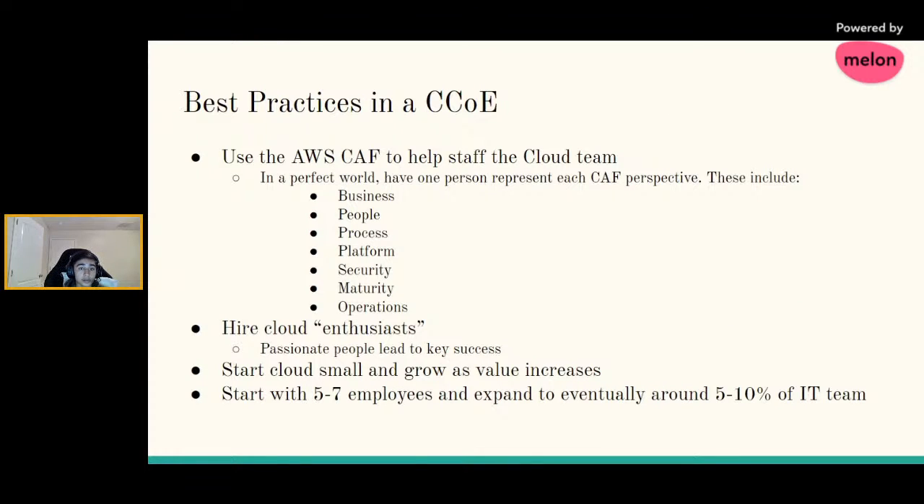The best practices in a CCOE. So you can use the AWS Cloud Adoption Framework in order to help the cloud team be staffed. In a perfect world, you want to have one person to represent each cloud adoption framework perspective. And this includes the following: business, people, process, platform, security, maturity, and also operations. Make sure that you hire cloud enthusiasts, and this basically means that you just want to keep hiring people who are passionate and who will lead to key success in the company.